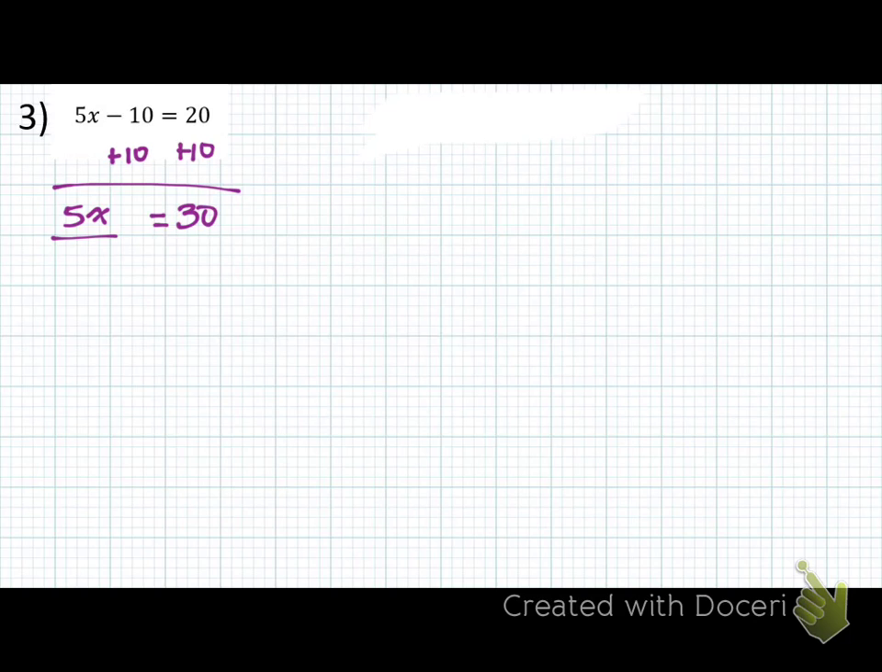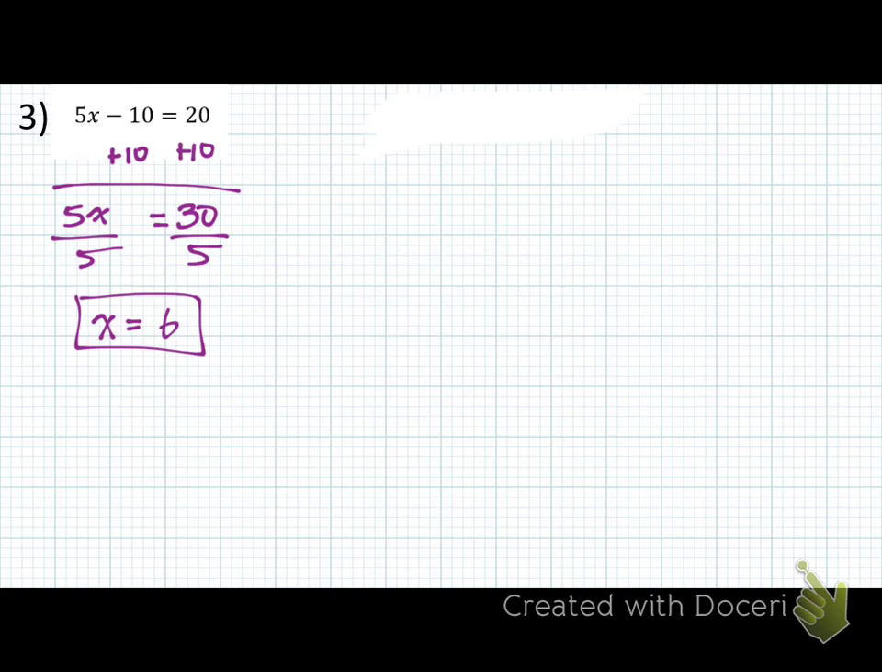20 plus 10 is 30. Okay, finish it up and box your answer. I'm going to check up on you in 10 seconds. Is x is equal to 6, right? We want to divide both sides by 5.